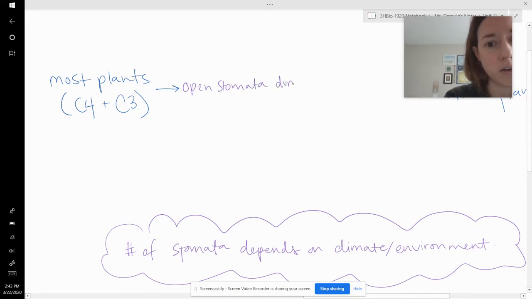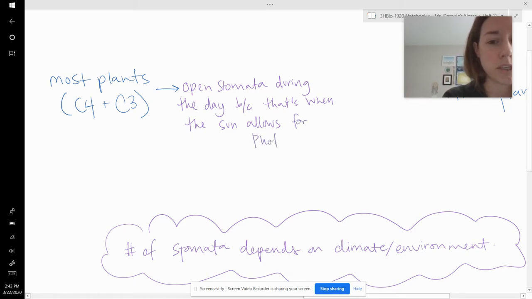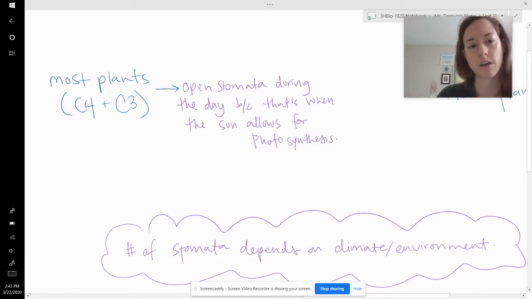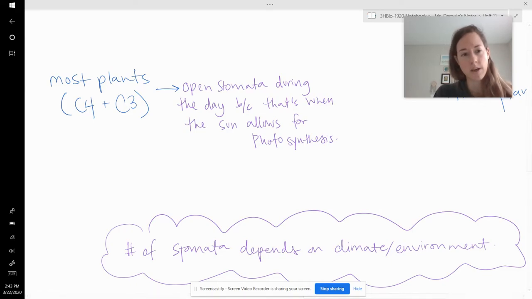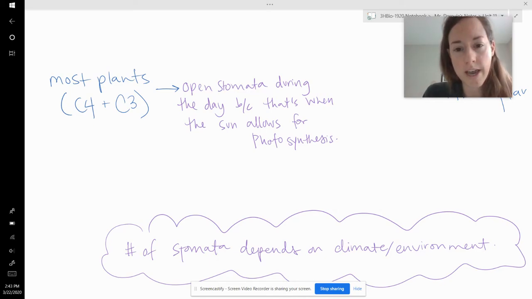So most plants are going to have open stomata during the day because that's when the sun allows for photosynthesis. And these plants are called C4 and C3 plants. We're not going to really go into that, but you might see it if you're Googling or something like that. Most plants are going to have open stomata during the day.